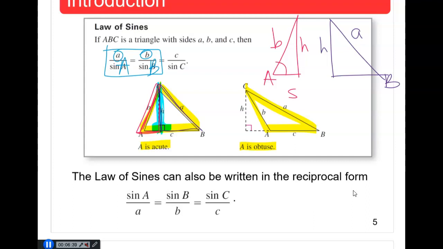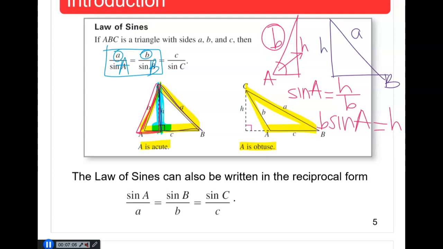So what I'm going to do next is consider angle A and write an equation that will tell me what sine of A is equal to. By definition, it will be the opposite side, which happens to be the letter H, divided by the hypotenuse, which happens to be the letter B. So from here, I'm going to solve for H, and you can see B is dividing H. So if I move it across, it's going to be multiplying. So it will be B times the sine of A.